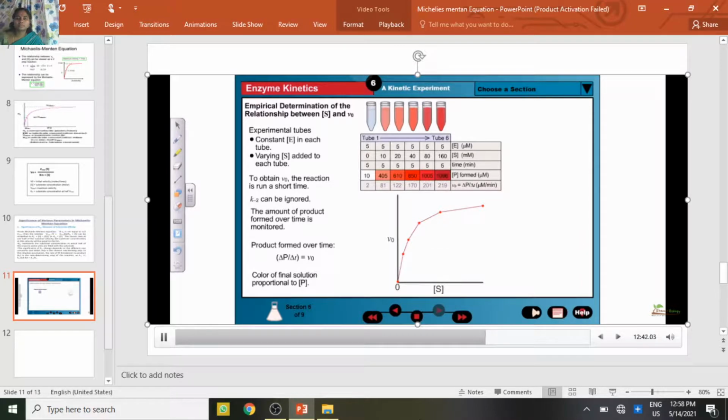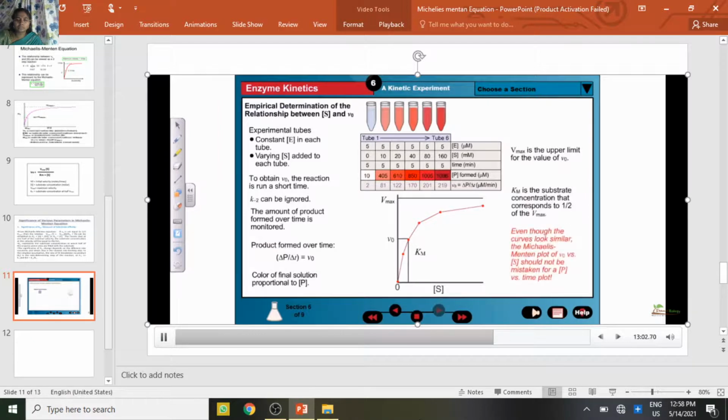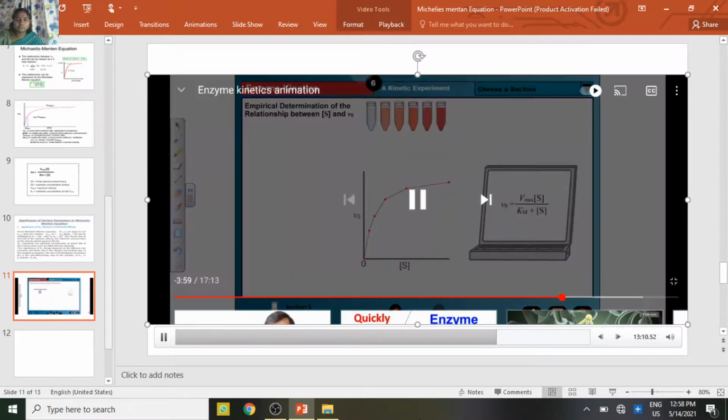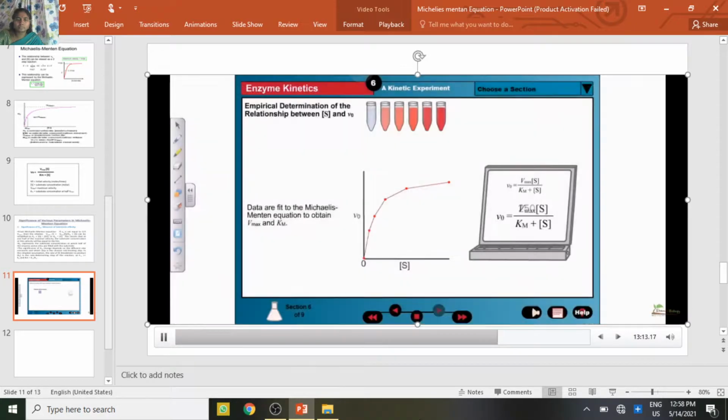The important kinetic parameters Vmax and Km can be estimated from this graph. The Vmax is the point where the enzyme is fully saturated and cannot achieve a higher initial velocity. Vmax is therefore the upper limit for V0. The Km is the substrate concentration that corresponds to 1/2 of the Vmax. More precise values for Vmax and Km can be obtained by using a curve-fitting program. Remember that the Michaelis-Menten equation is a mathematical expression for a hyperbola.